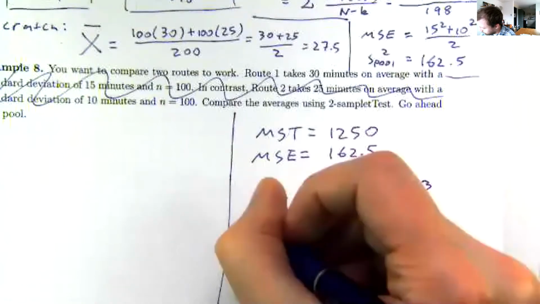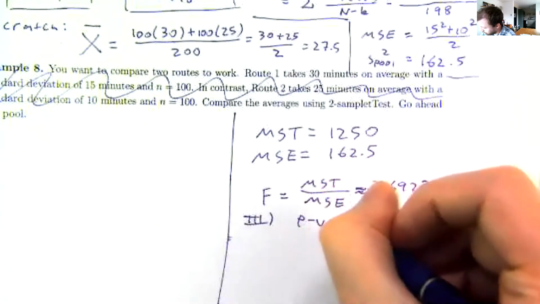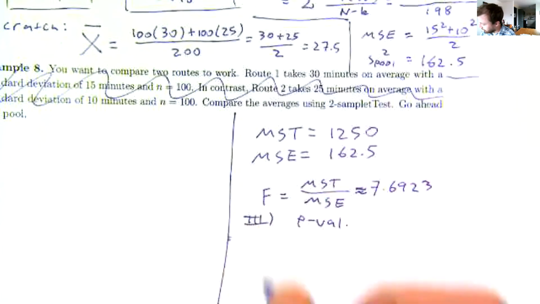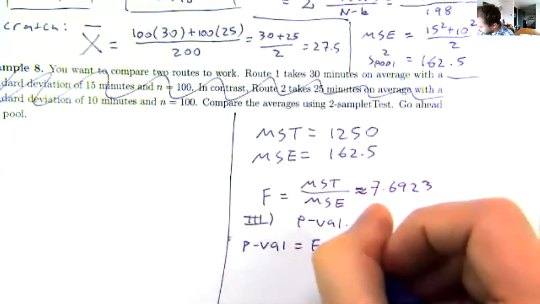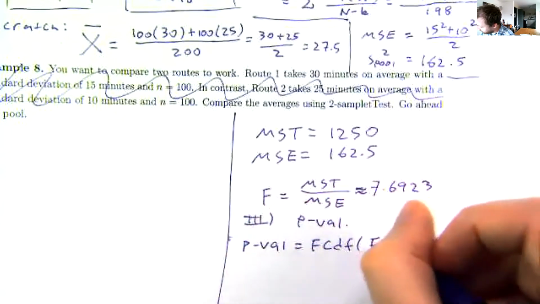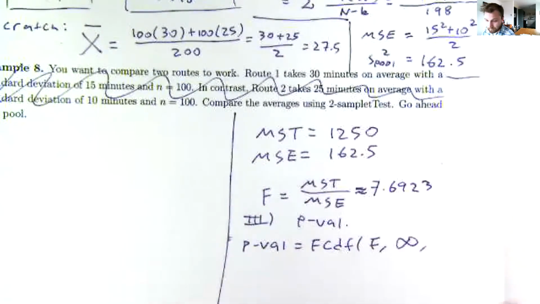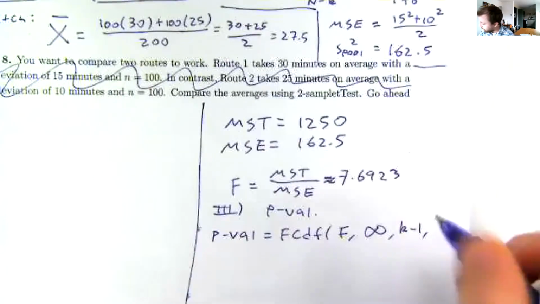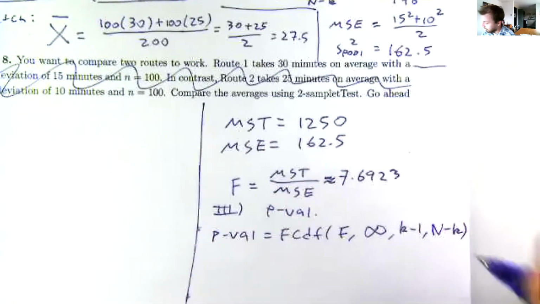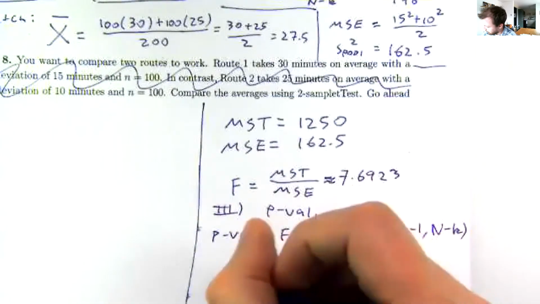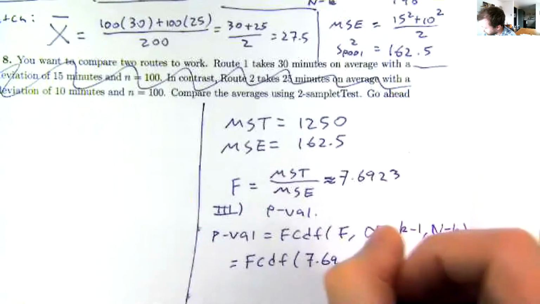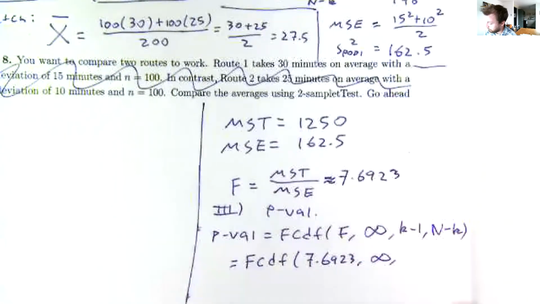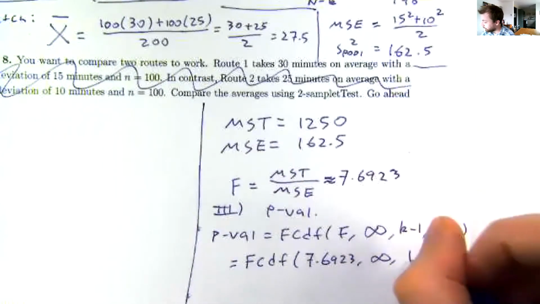Third step, p-value. This is always a right-tailed test, so my p-value is going to be FCDF. Whatever my F-score is, infinity, whatever my first degree of freedom is, k minus 1, whatever my second degree of freedom is, capital N minus k. So I'm going to have FCDF. My ratio was 7.6923, comma infinity. My first degree of freedom was 1.